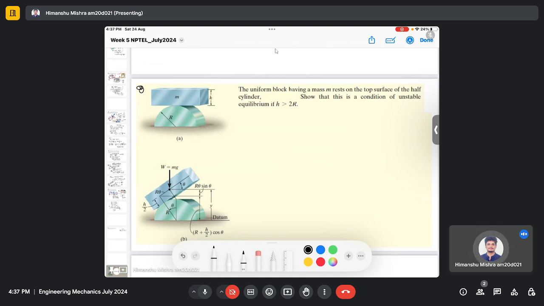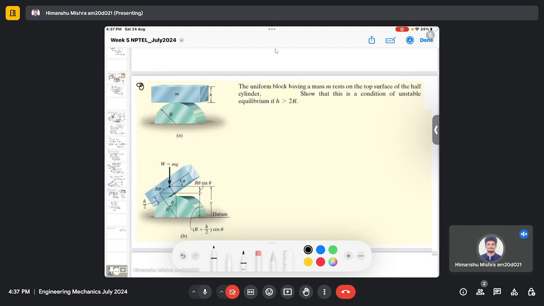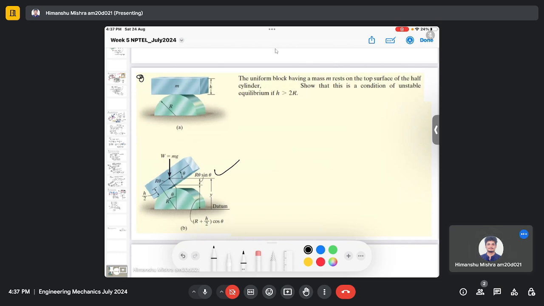Here we are given a uniform block having a mass m resting on the top surface of a half cylinder. We have to show that the condition shown in the second figure is unstable equilibrium if h is greater than 2r. Here h is the height of this block, and if its value is greater than 2r, then this position is an unstable position, right?